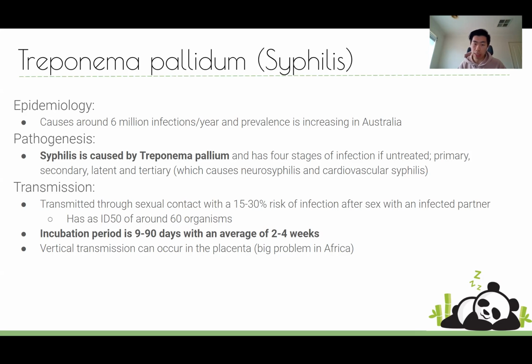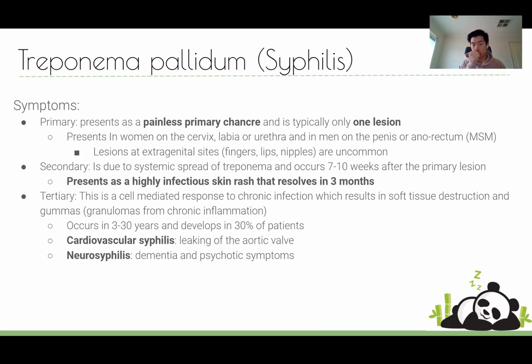Transmitted through sexual contact, and incubation period is 9 to 90 days with an average of 2 to 4 weeks. Okay, so symptoms. So primary presents a painless primary chancre, which is basically just like one lesion ulcer thing. Incredibly important is that it's painless. So if it's painless and it's a lump, then it's probably only really going to be syphilis. Nothing else is really a painless lump thing. It can present on the cervix, labia, or urethra, or on the penis, or on the anal rectum. It can be on other random sites too, but they're less common.